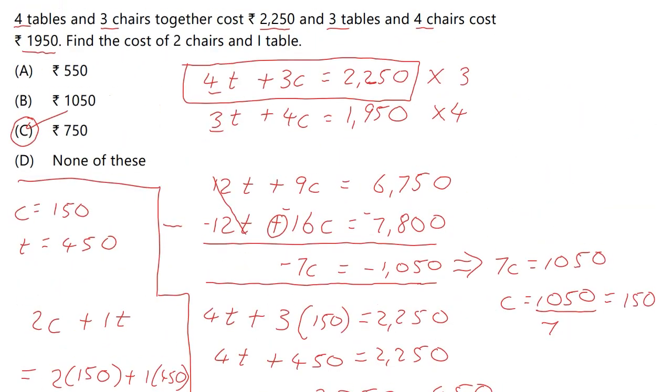Now, on the suggested answers for the RTP, they mention A as the correct answer. But I have checked this in several places. The answer has to be 750, which is C.